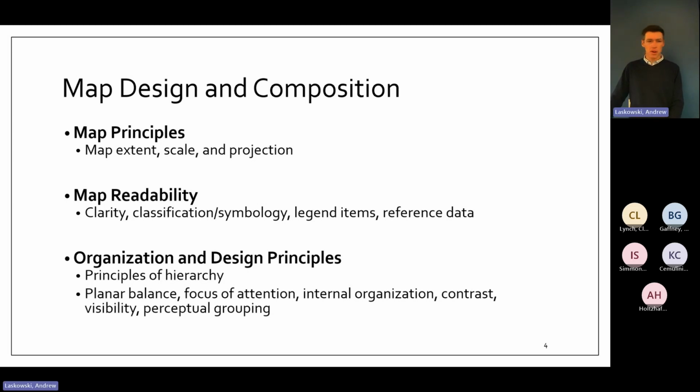We want to optimize our map readability. Here's a few things that you can use to do that: clarity, classification, symbology, legend items, only including those that are actually necessary. Obeying the principles of hierarchy and trying to achieve planar balance, proper focus of attention on your map by the way you lay things out, organizing features on the map, maximizing contrast, etc.